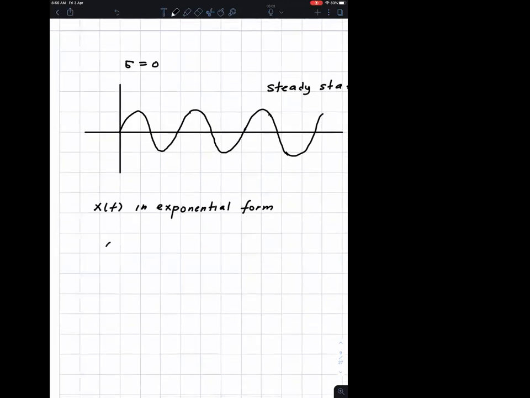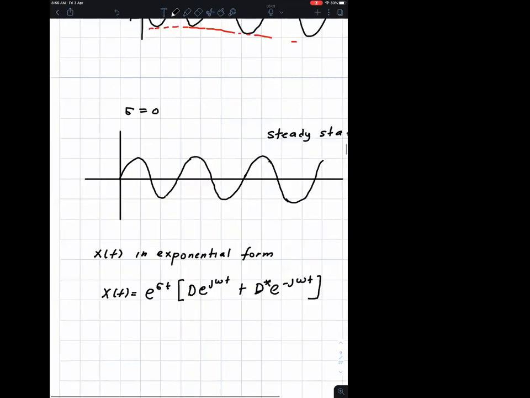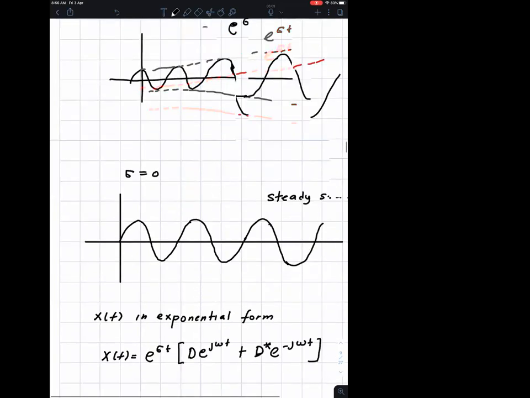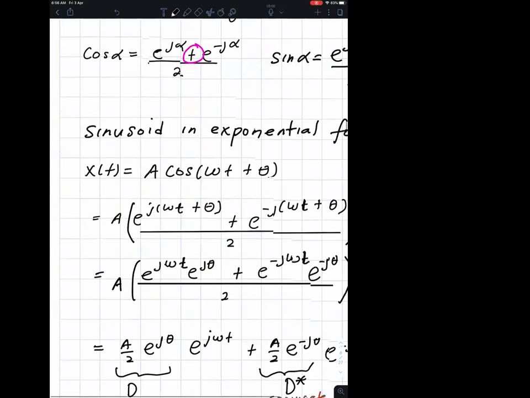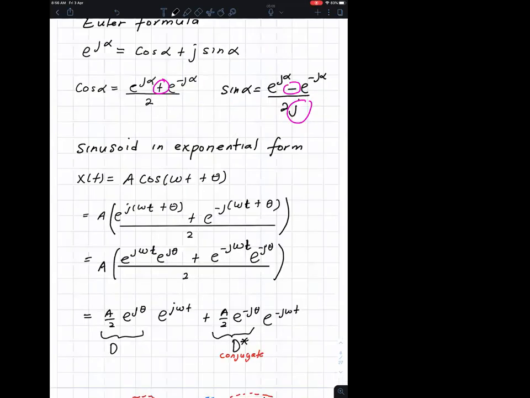x of t in exponential form is e to the, now you include, earlier on we already had this equation, right? d e to the j omega t plus d asterisk e to the minus j omega t. Okay, this equation came from this derivation. You remember, this equation is just for the sinusoid, right? This equation is just for the sinusoidal part.